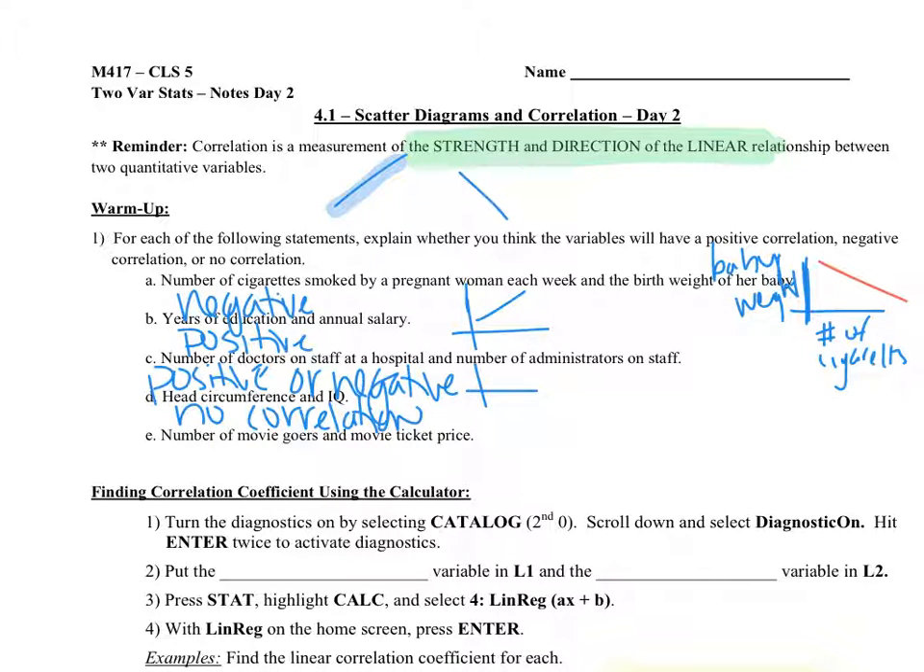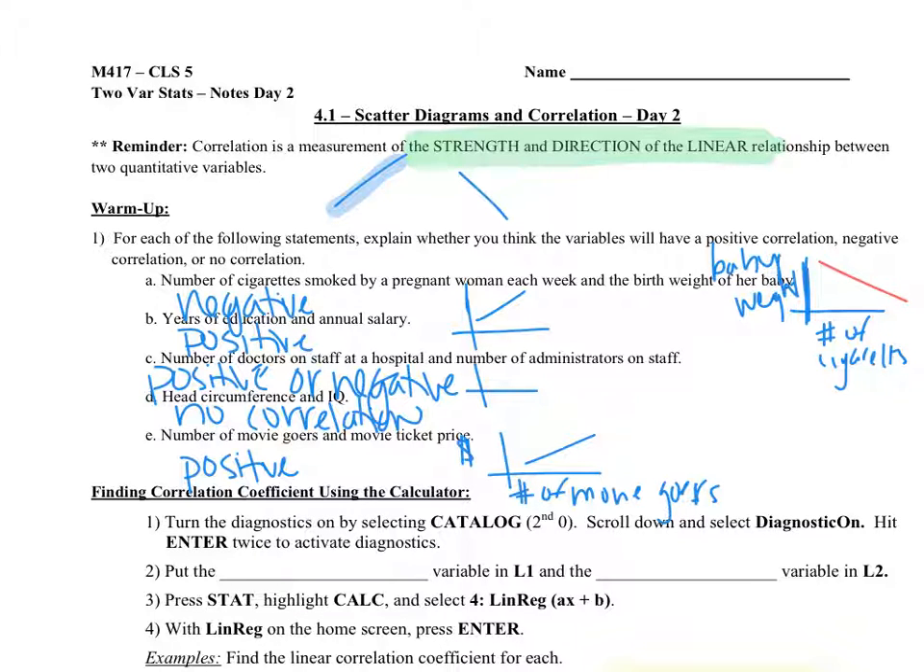Okay, and then in the last example, we've actually already talked about this one a little bit. Number of moviegoers and movie ticket price. So as the number of moviegoers increases, what does the movie ticket price do? Once again, you could actually look at this in 2 different ways. Most people look at it this way, that as the number of moviegoers increases, the ticket price will also increase. Okay, so a positive correlation. So kind of that whole supply and demand concept.